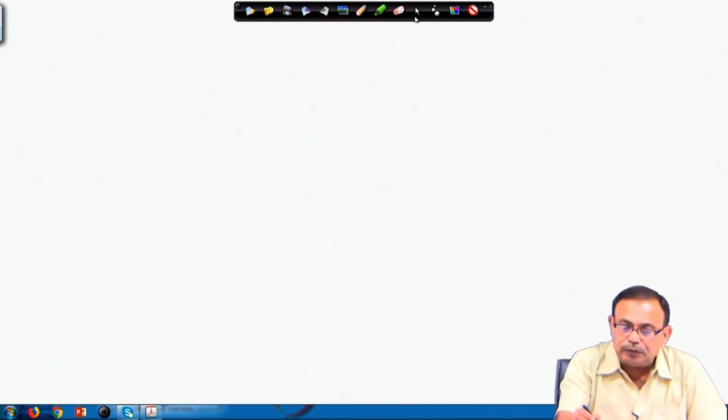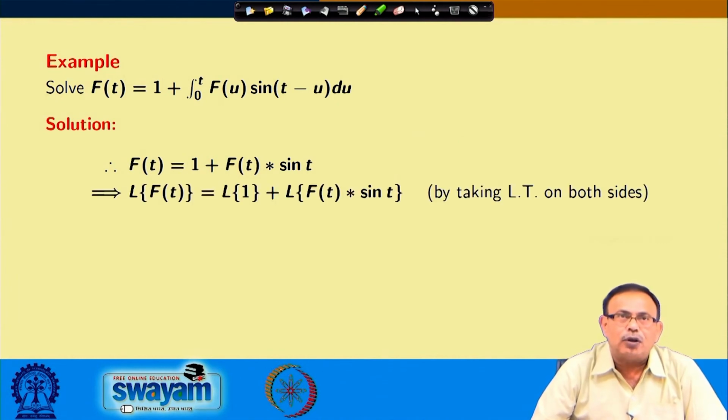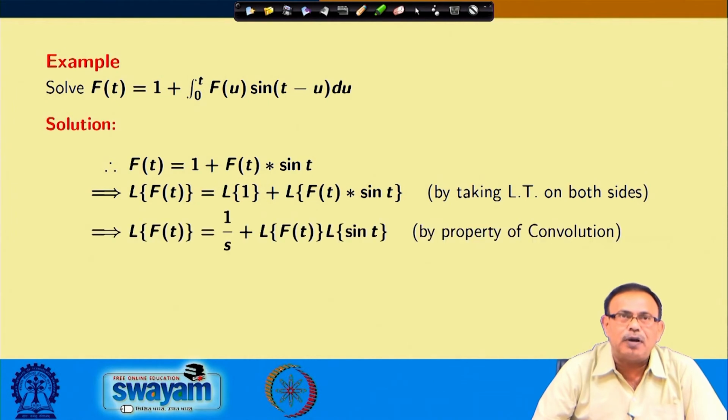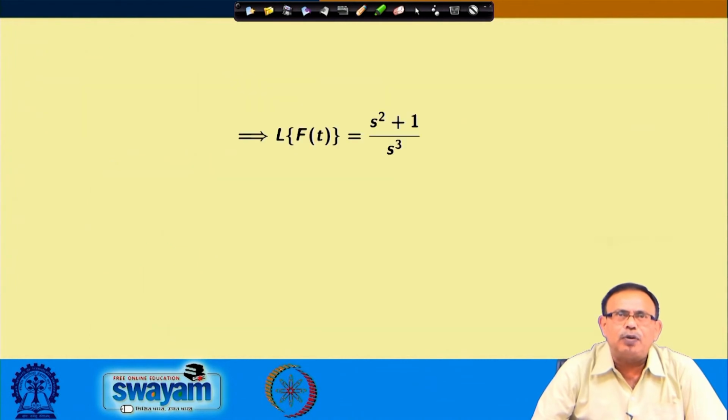Let us see quickly here also. So, f(t) equals 1 plus f(t) star sin t. So, the Laplace transform of f(t) we are writing in this format: the Laplace transform of f(t) equals 1 by s plus the Laplace transform of f(t) into the Laplace transform of sin t. You are putting the value of the Laplace transform of sin t as 1 by s square plus 1, and taking the Laplace transform of f(t) into 1 by s square plus 1 on the left hand side. So, the Laplace transform of f(t) into that term equals 1 by s, and in the next step the Laplace transform of f(t) equals s square plus 1 by s cube.